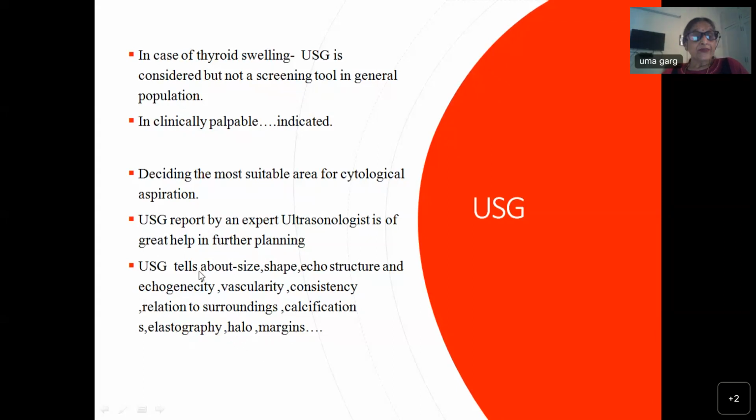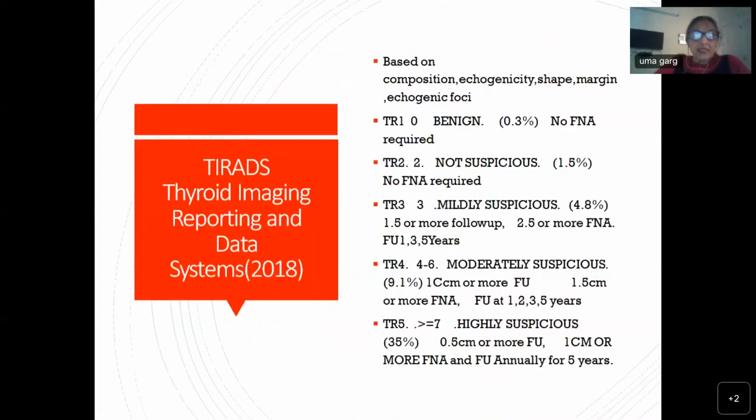And if ultrasound is reported under these headings by an expert ultrasonologist, it is of great help in further planning for FNAC and further management. And these days, whenever ultrasound is done, there are several methods of predicting what the possible pathology of that thyroid swelling may be. And depending on that, we have developed a system.